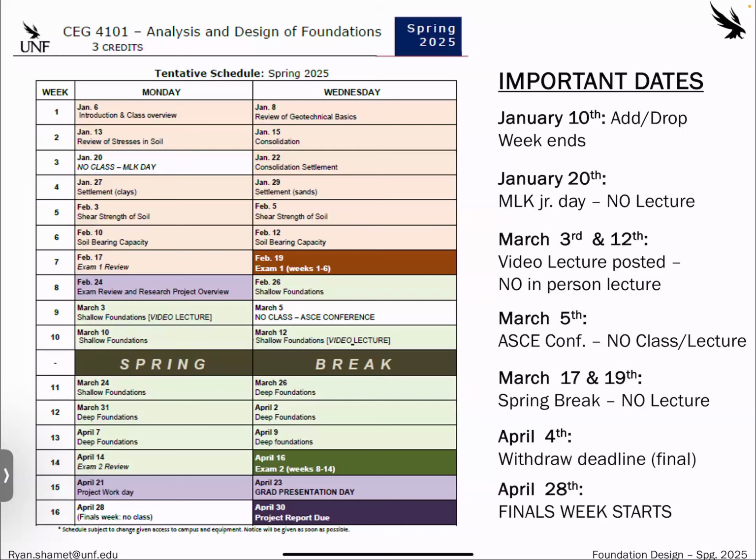Are there any questions right off the bat for the tentative schedule, for the class, for the structure, anything like that?